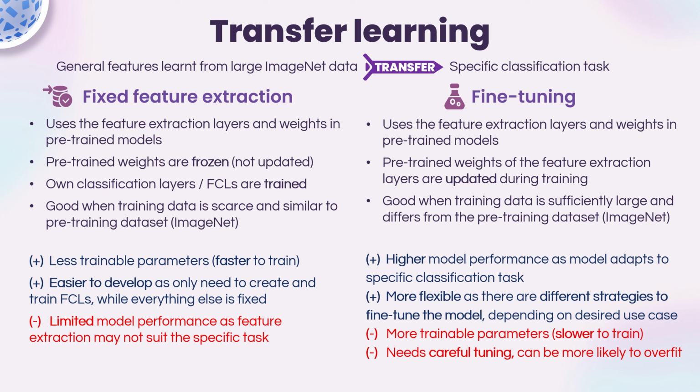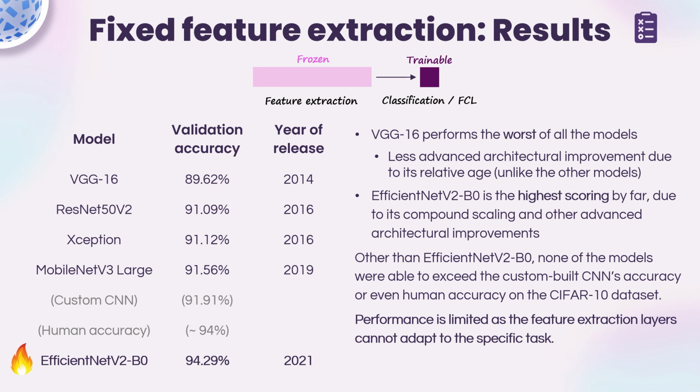There are advantages and disadvantages to both. Fixed feature extraction is typically easier to develop and has fewer trainable parameters. However, it has limited model performance because the ImageNet database may not be perfectly suited to CIFAR 10, which is our specific task. For fine-tuning, we can adapt the model to our specific task of classifying CIFAR 10, giving higher performance, but also with more trainable parameters and more chance of overfitting if not tuned carefully.